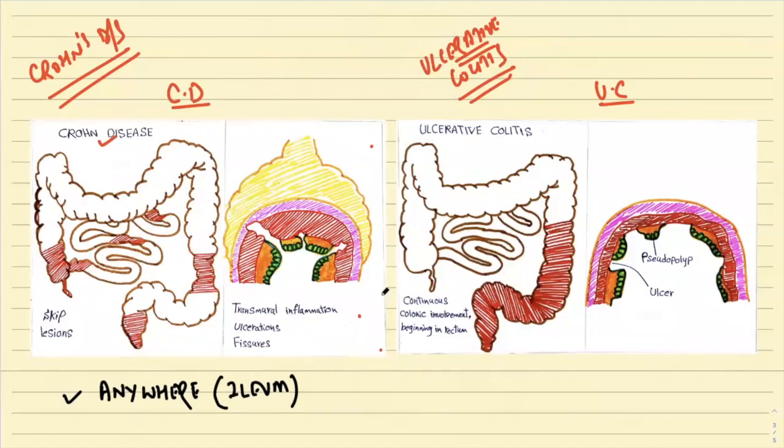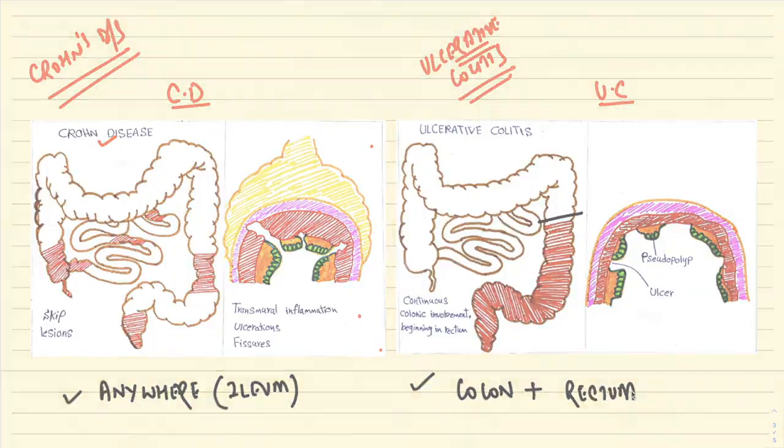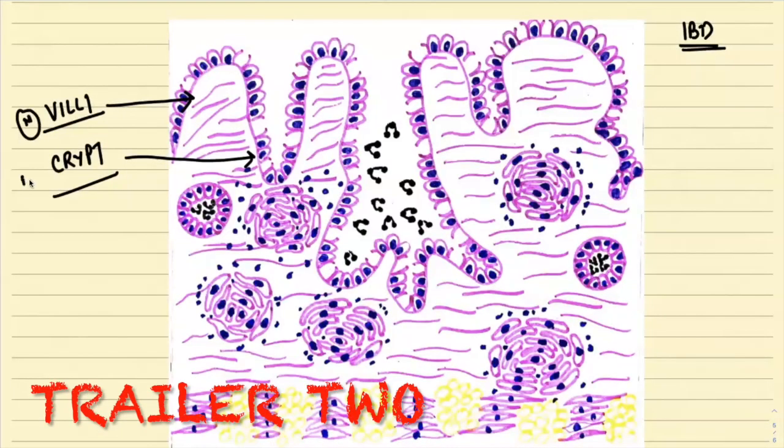Now, if you compare it with ulcerative colitis, what do we see? It is only the sigmoid colon, and the rectum, that is mainly involved. So over here, there's the involvement of the colon along with the rectum. This is a normal villus and this is a normal crypt.